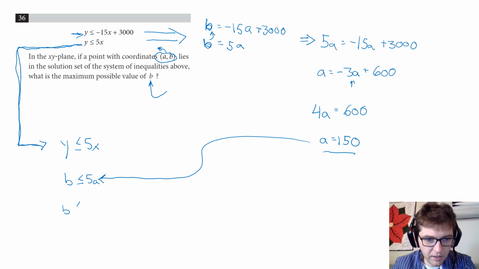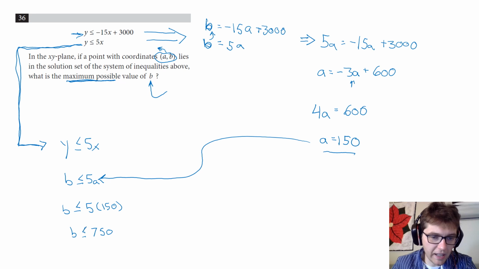So that means that B is less than or equal to 5 times 150. So B must be less than or equal to 5 times 150, which is 750. And they're looking for the maximum possible value of B. Because B must be less than or equal to 750, when it is equal to 750, that's the highest it can be, right? It can be lower than that, but the maximum it could be would be equal to 750. So 750 is your answer that you would bubble in on your test.